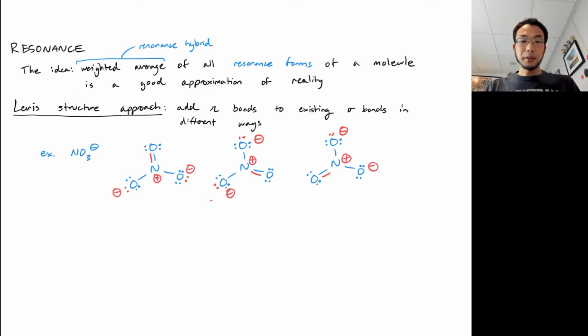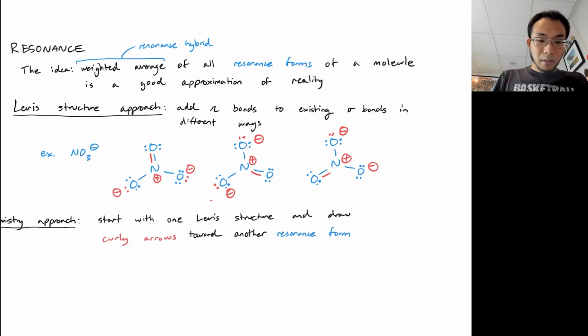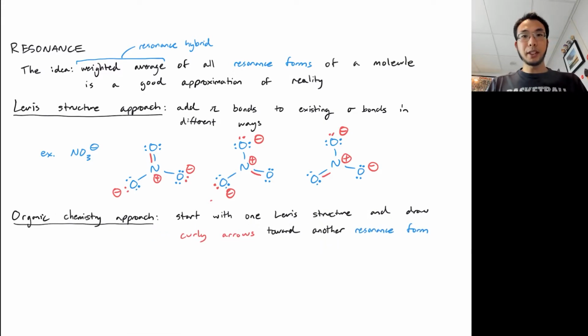Same idea with charges, right? And so that's how you might generate your three resonance forms. The organic chemistry approach to this resonance problem is a little bit different. The idea is actually to start with a given Lewis structure and then find your way toward the other resonance forms by using curly arrows.